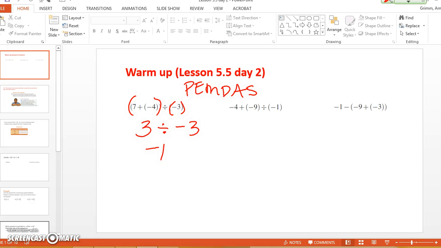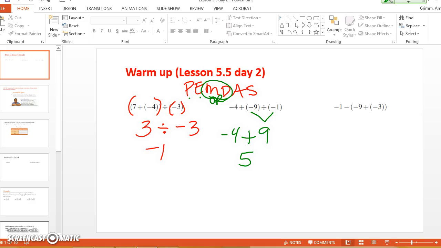Okay, next one. So I should know that in PEMDAS, we have parentheses, exponents, multiply or divide from left to right. So on this one, I actually need to do that first because that's the division. So negative 9 divided by negative 1 is a positive 9 plus negative 4. And then I add those together. I owe someone $4, but I have 9 in my pocket, so I have a total of 5.